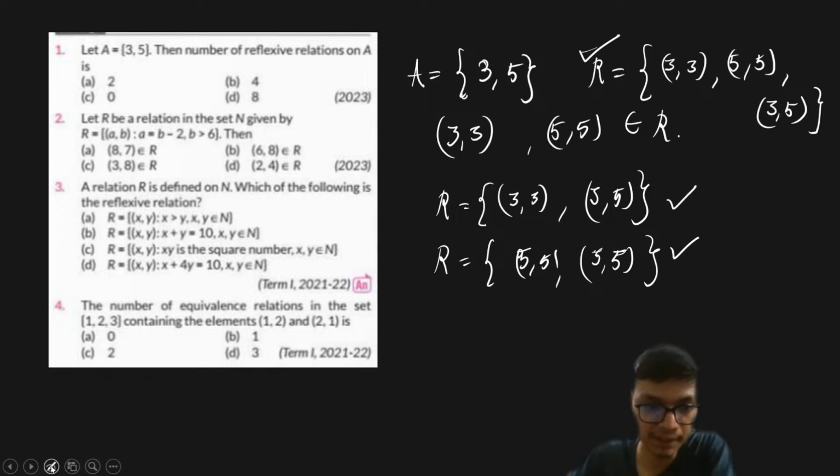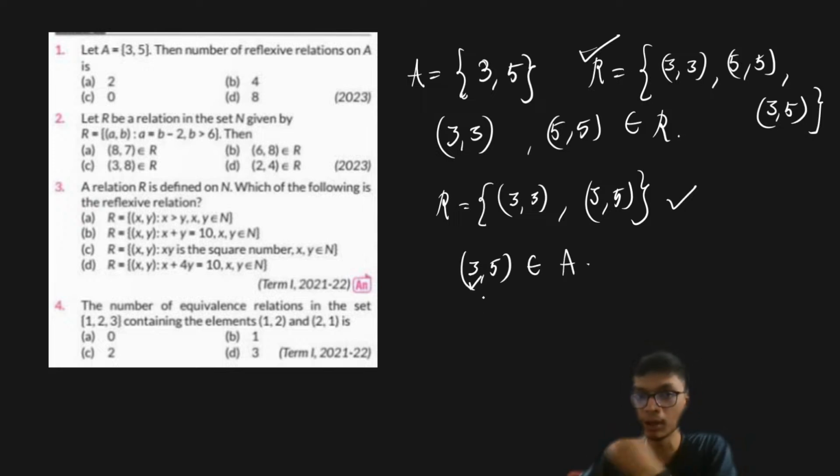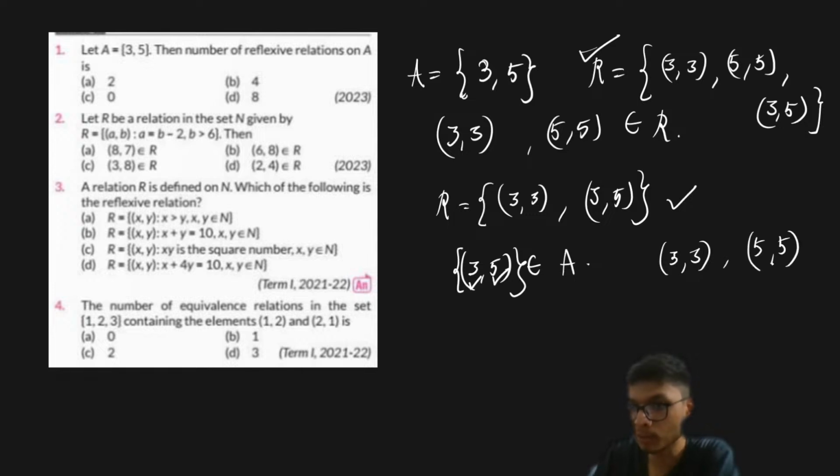But by the definition, what is most important to understand is that if x comma y lies in the relation, then x comma x should belong to the relation, right? Here I have 3 and 5 as the elements of A. So I should have 3 comma 3 as the ordered pair in the relation, and I should also have 5 comma 5. Combining all this, the minimum number of reflexive relations possible is 2, right?